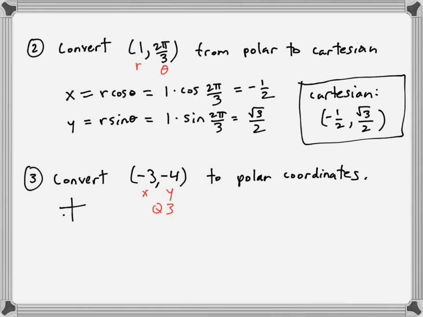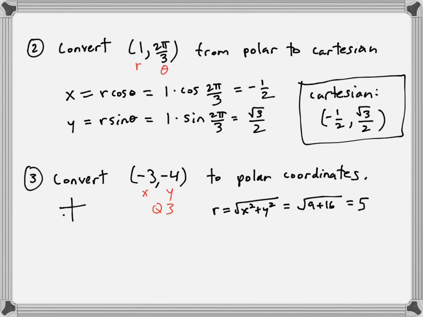Let's start with r, though. We know that r is equal to the square root of x squared plus y squared, which is equal to the square root of 9 plus 16. In this case, it ends up working out nicely. But if it works out to be a square root that you can't simplify, that's totally fine. You would just leave the square root in your answer, okay? All right, so that is the r.